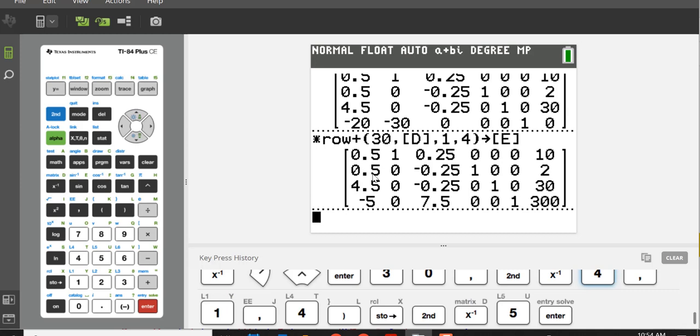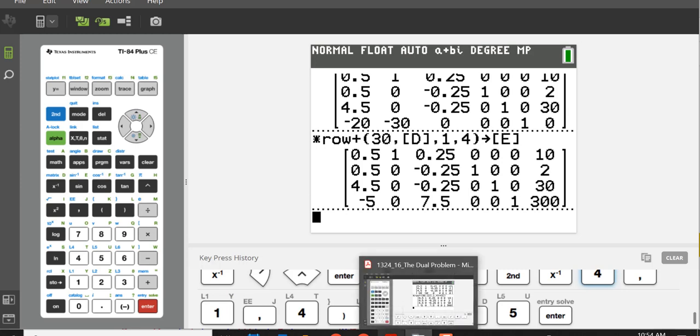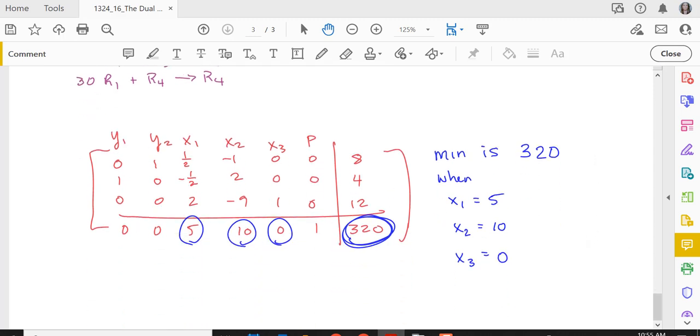Now, which way is easier? The Simplex method program, if you're lucky enough to have it. All right. That's all I have for that problem.